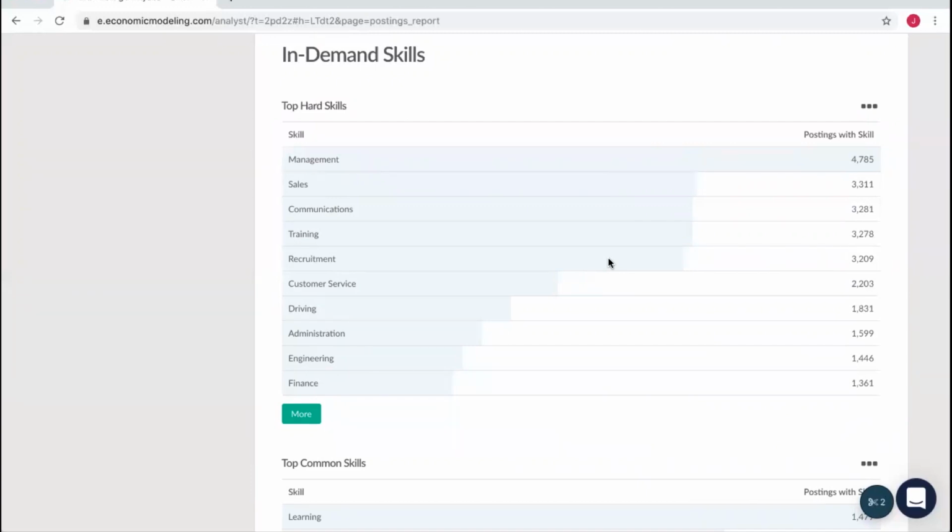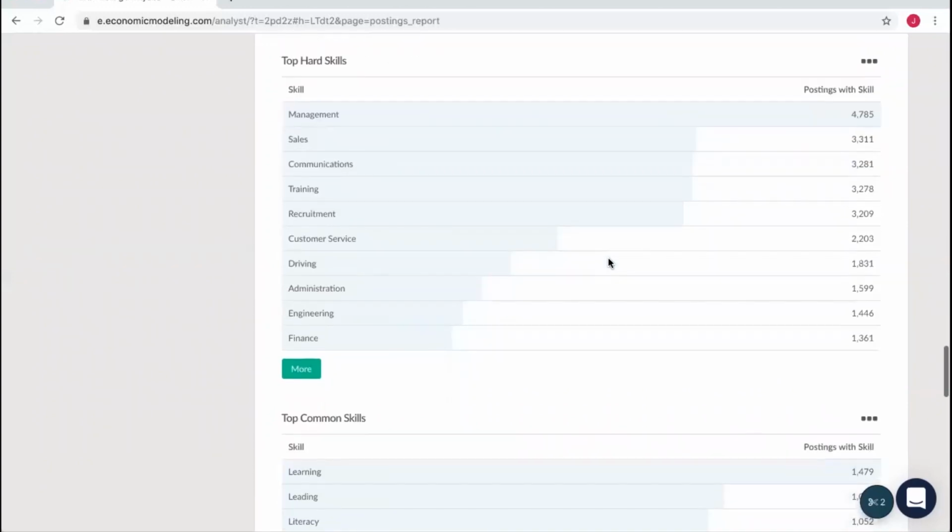At the minute, we're looking at all jobs. I'm going to show you a more specific example in a minute. But straight away, I'd be looking at this and thinking, okay, in terms of curriculum intent, are we building in these core skills, these hard skills and common skills we'll look at in a second? Are we building those into study programs, into apprenticeships and so on? Because these are the underlying skills that are needed within the economy right now. And clearly, these will change all the time, but that's where it's so important to look at how things have changed over time.